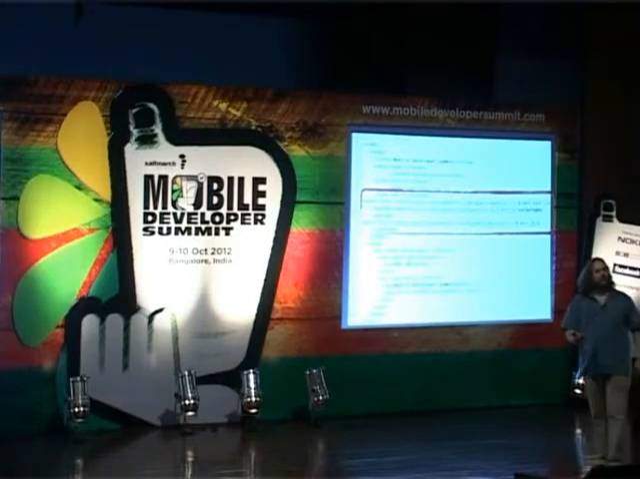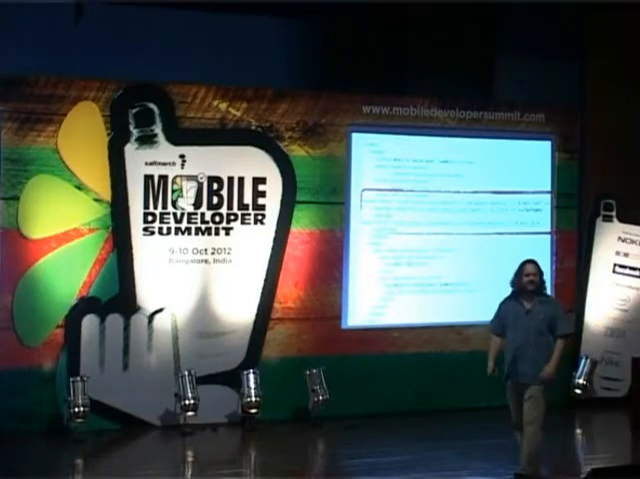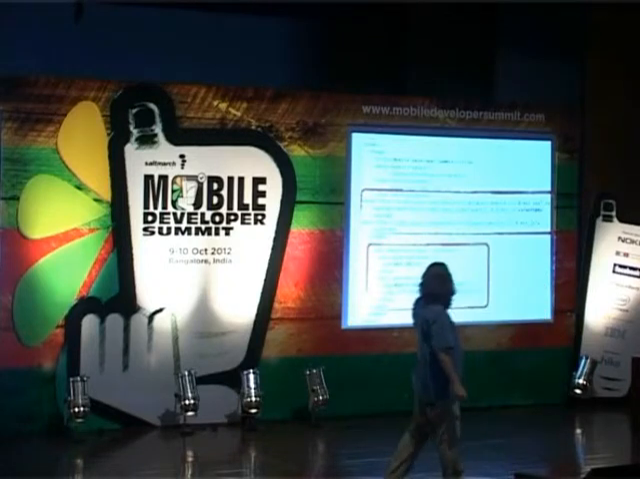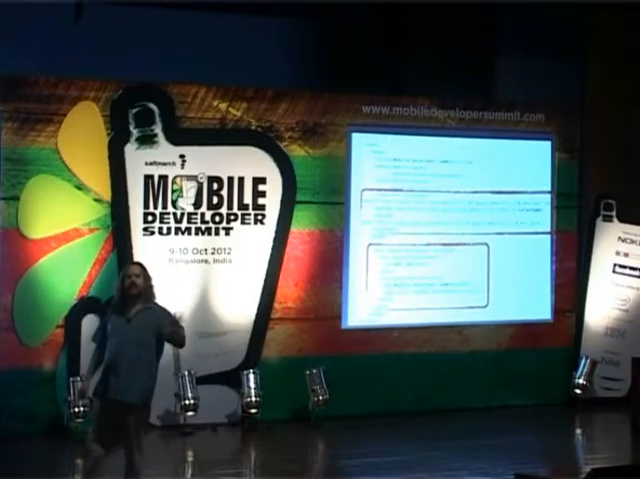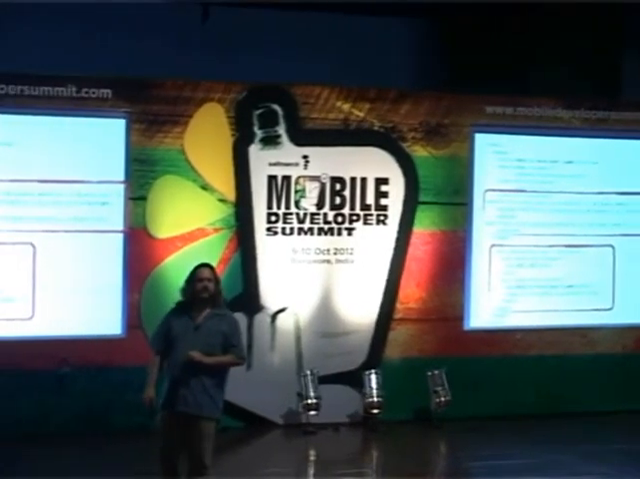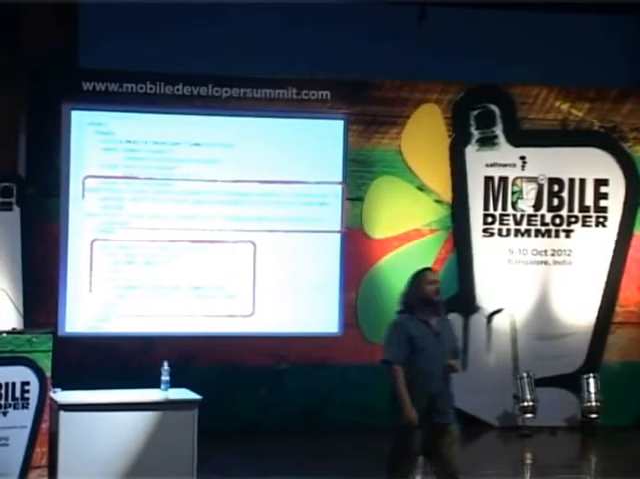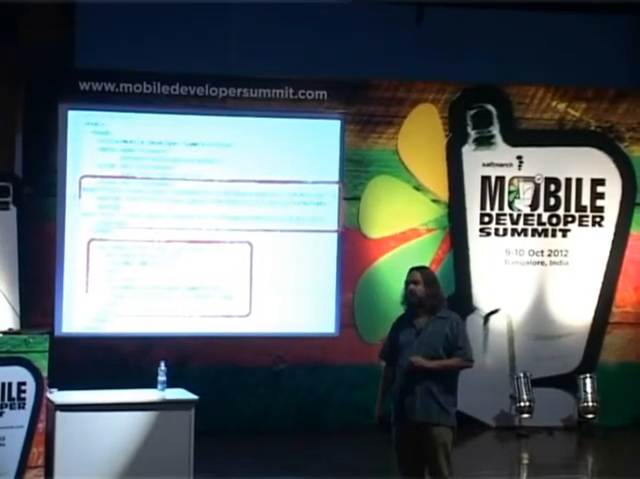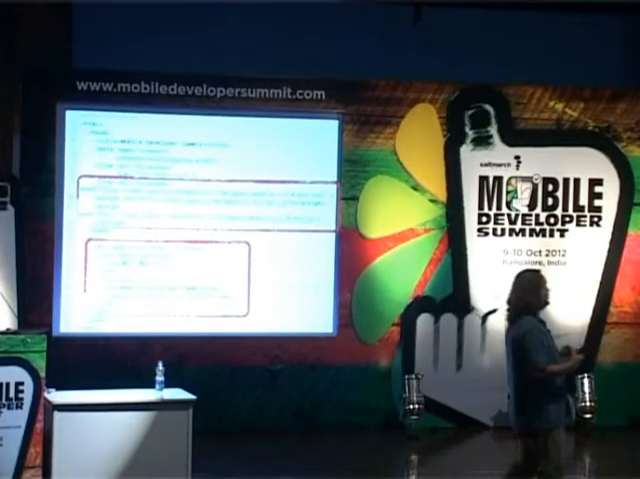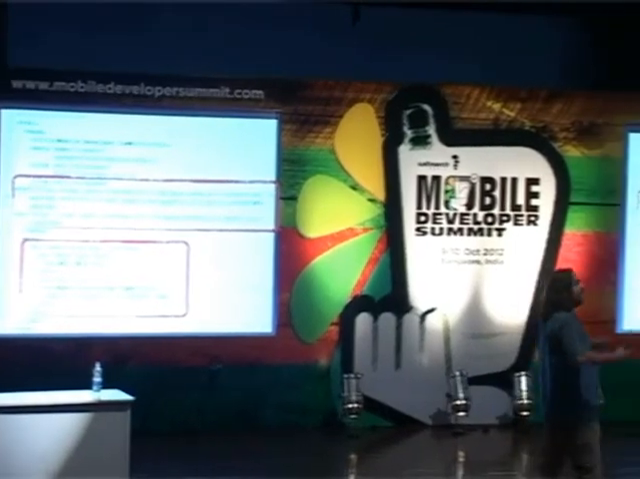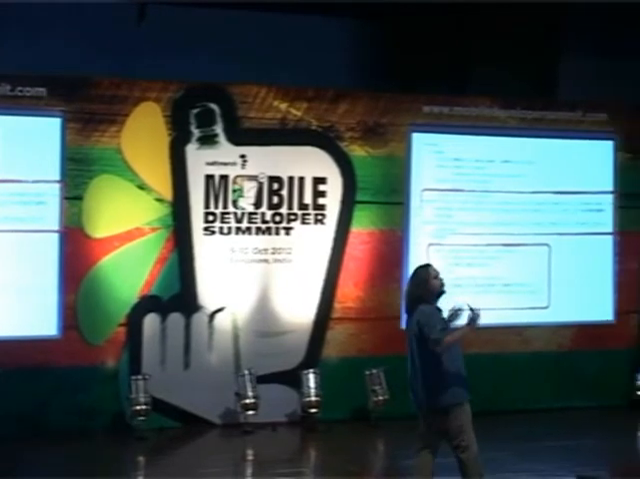jQuery Mobile is what gives us all of these things like data-role equals page, data-role equals header, data-role equals content. In the previous talk, I mentioned there's another library out there called Zepto that is API compatible with jQuery, but it is 4K instead of 140K.